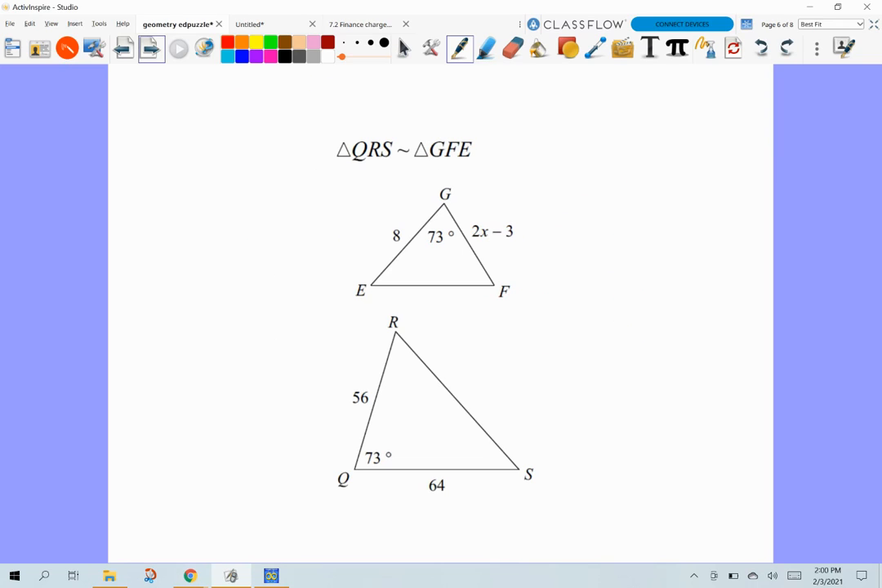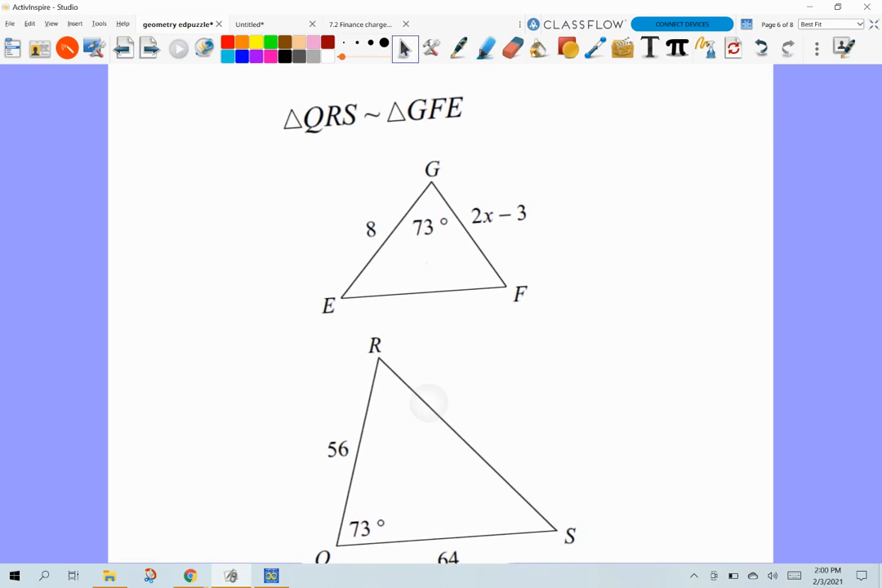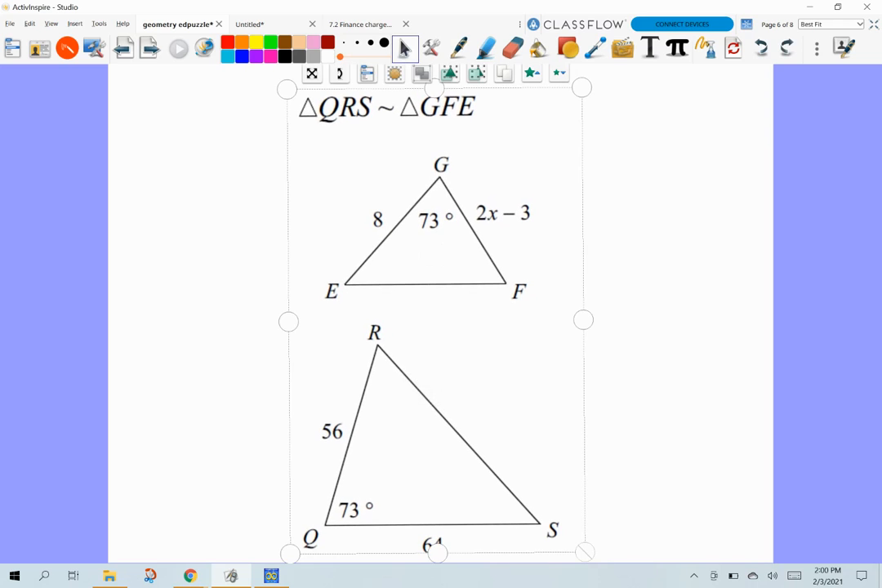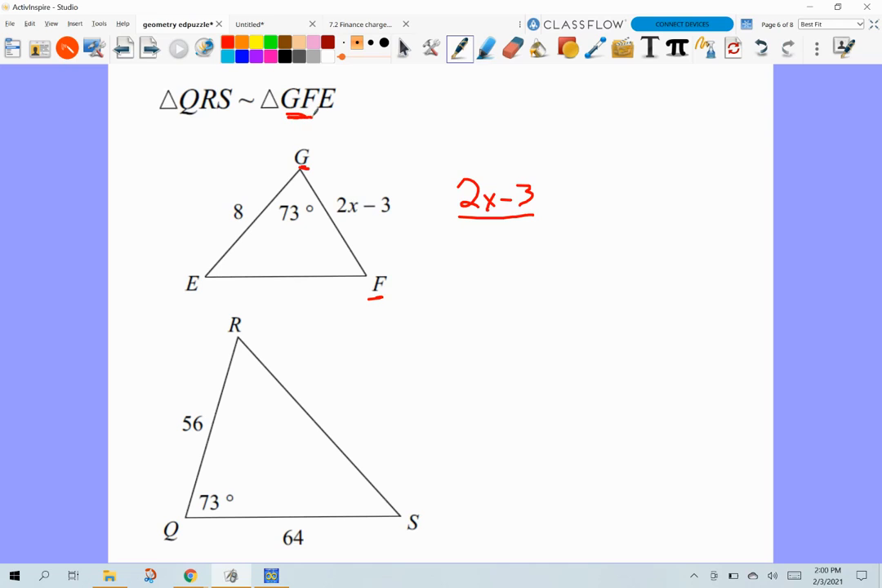Okay, this last set is slightly different because once you set up and solve your proportion, you have to plug your answer back in. Okay, set up your proportion and solve. All right, same deal. I'm starting with 2x minus 3. That is GF. GF matches up with QR, so that's going to be over 56. And then my other ratio is going to be 8 over 64.